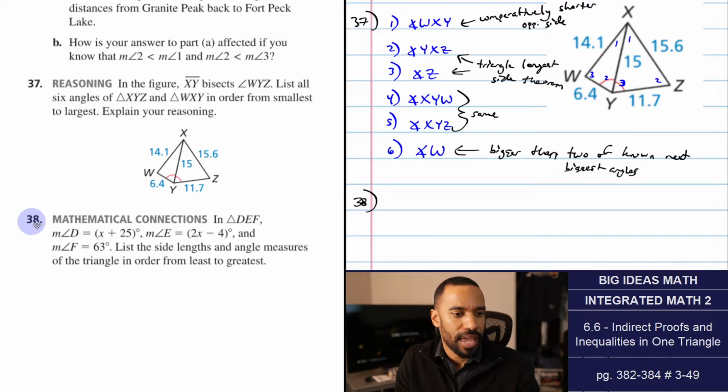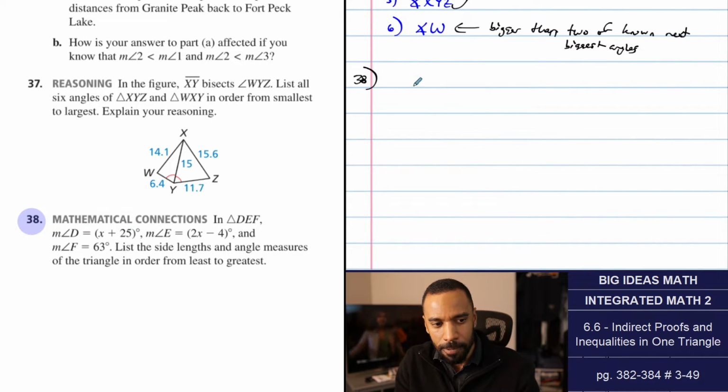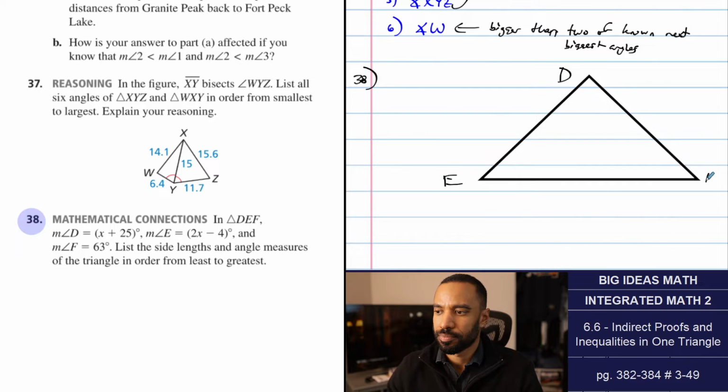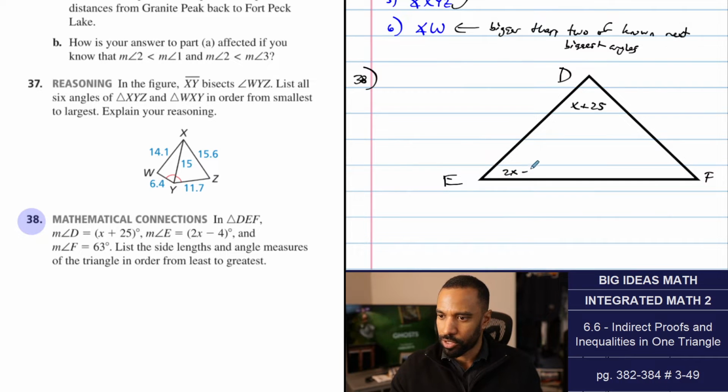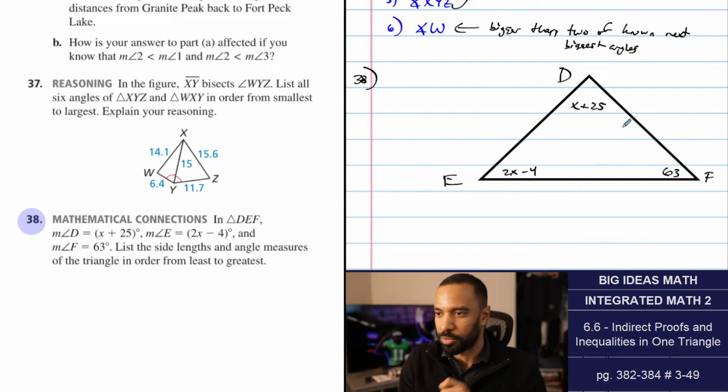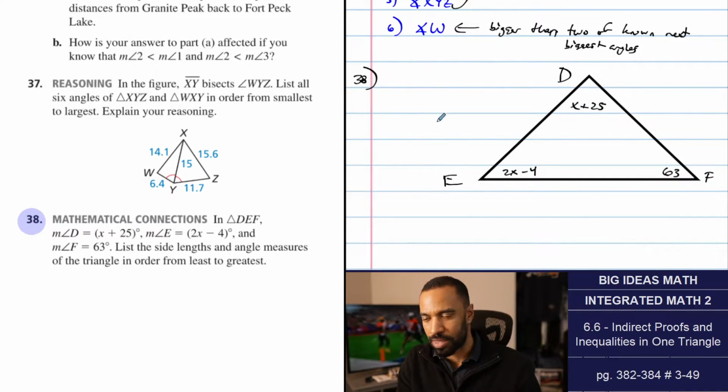All right, number 38, mathematical connections. In triangle DEF, I will draw this, just a random drawing here. The measure of angle D is x plus 25 degrees. The measure of angle E is 2x minus 4 degrees. And the measure of angle F is 63 degrees. List the side lengths and angle measures of the triangle in order from least to greatest. Don't go by my drawing. I just made that up.